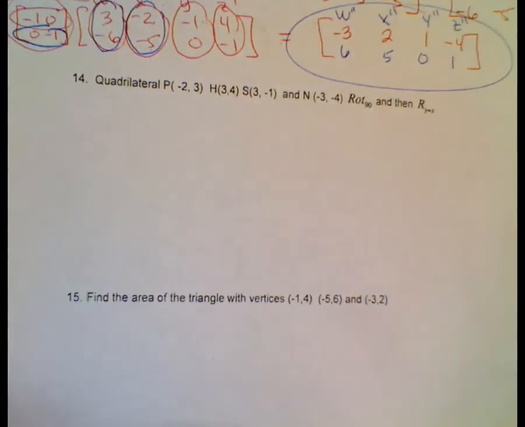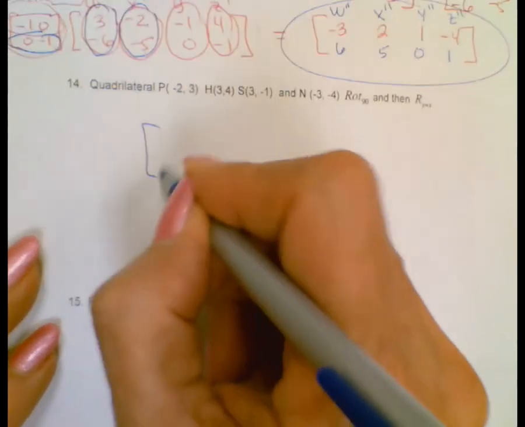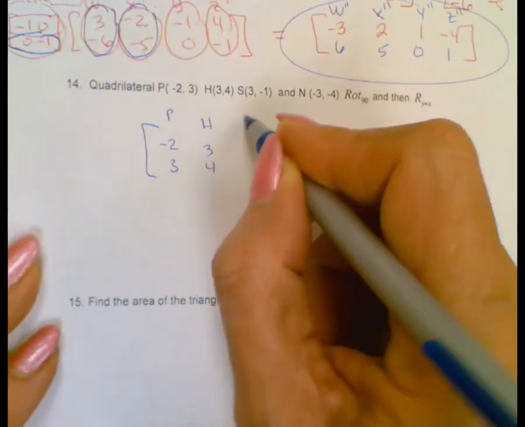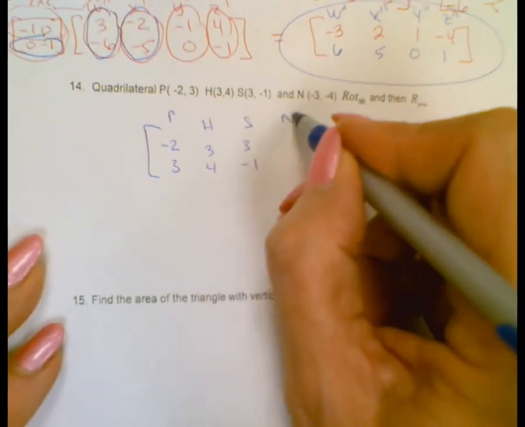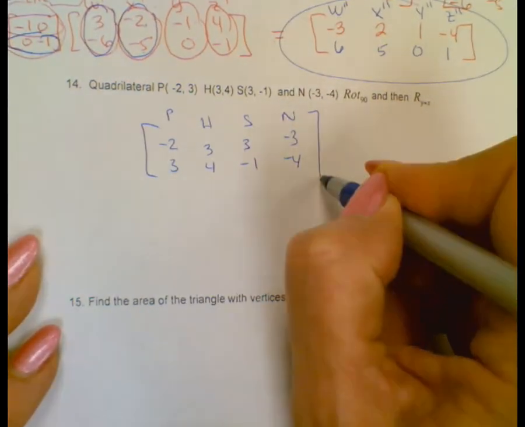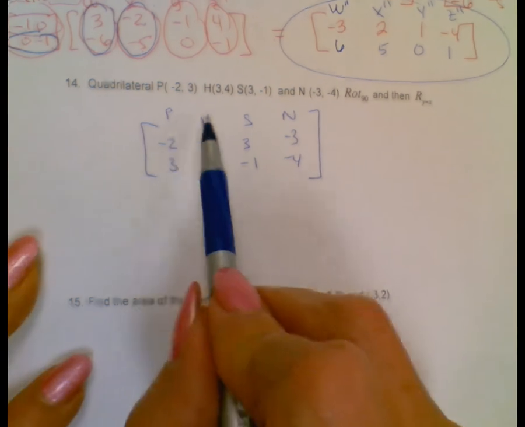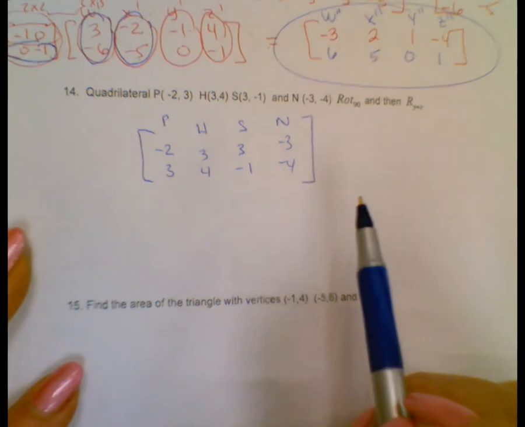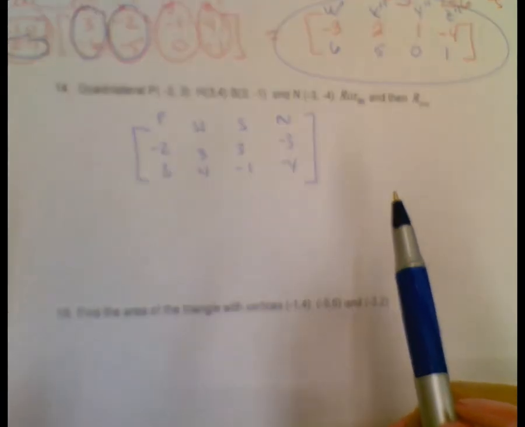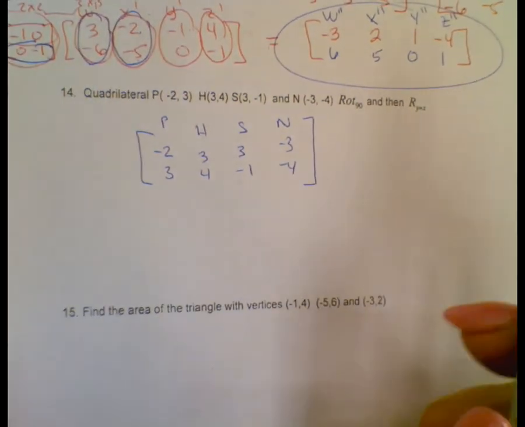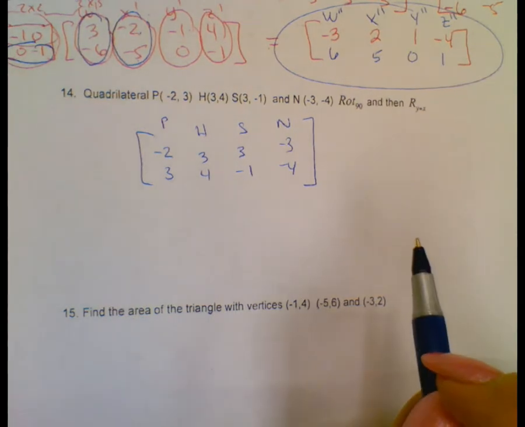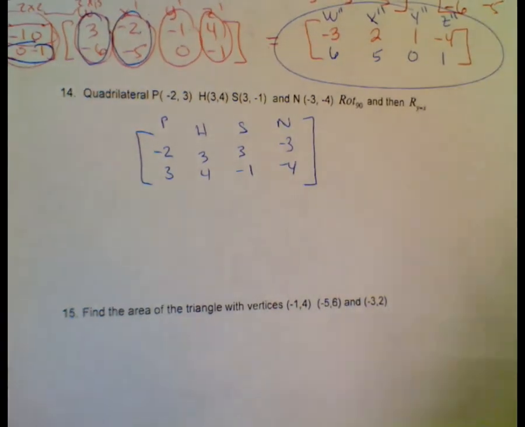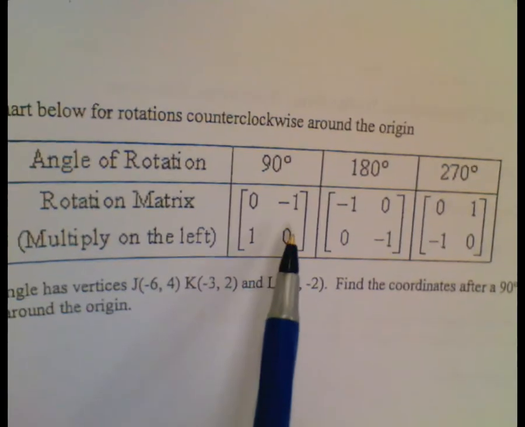All right, quadrilateral. We are going to write this down. P is -2, 3. H is 3, 4. S is 3, -1. And N is -3, -4. Pickerington High School North. Woo! We're going to rotate this 90 degrees. Now, does it say clockwise, counterclockwise? No. So let's say it is counterclockwise, so that we're going to use the one on our paper. So we're going to rotate 90 right here.